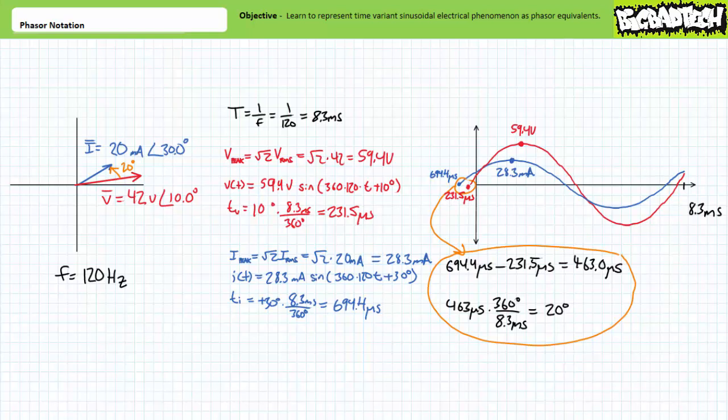Using solely the time domain, you will note that there is a relative time shift of 463 microseconds between voltage and current, which corresponds to a relative phase shift of positive 20 degrees, meaning current leads voltage by 20 degrees, as this operation illustrates.